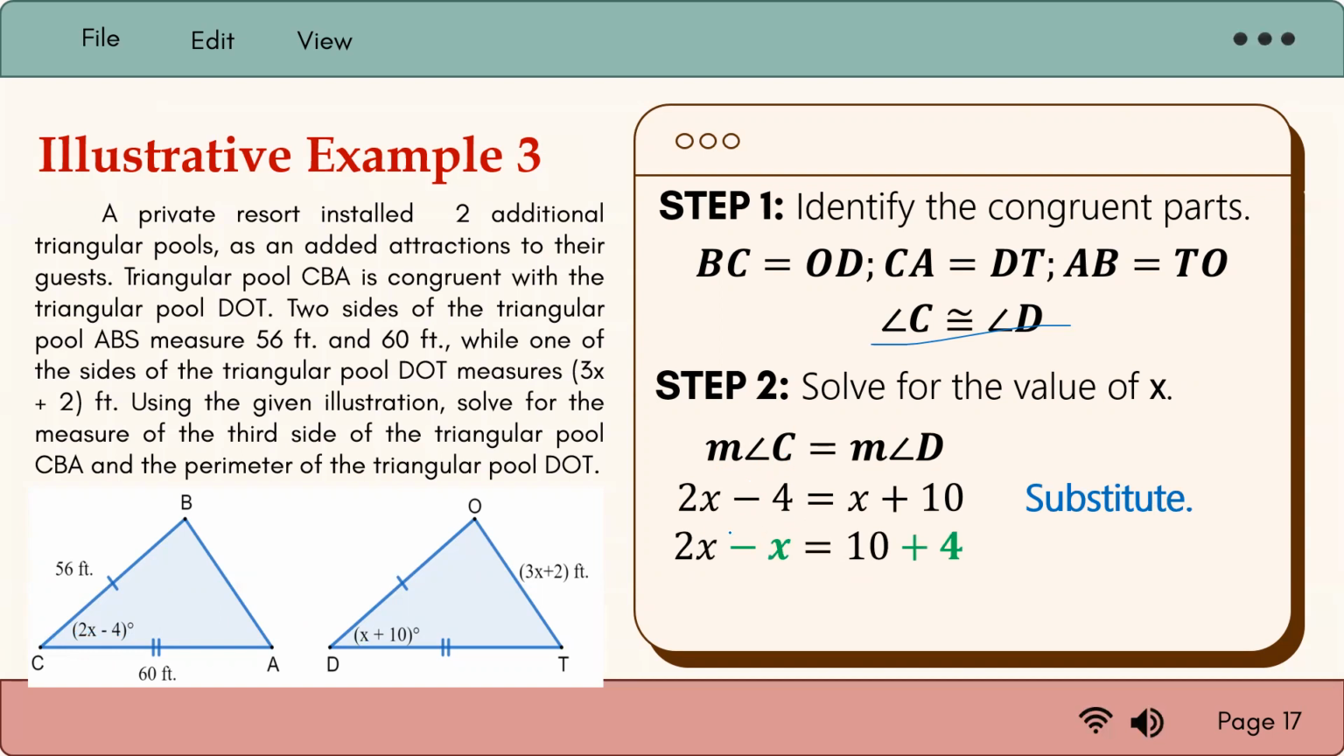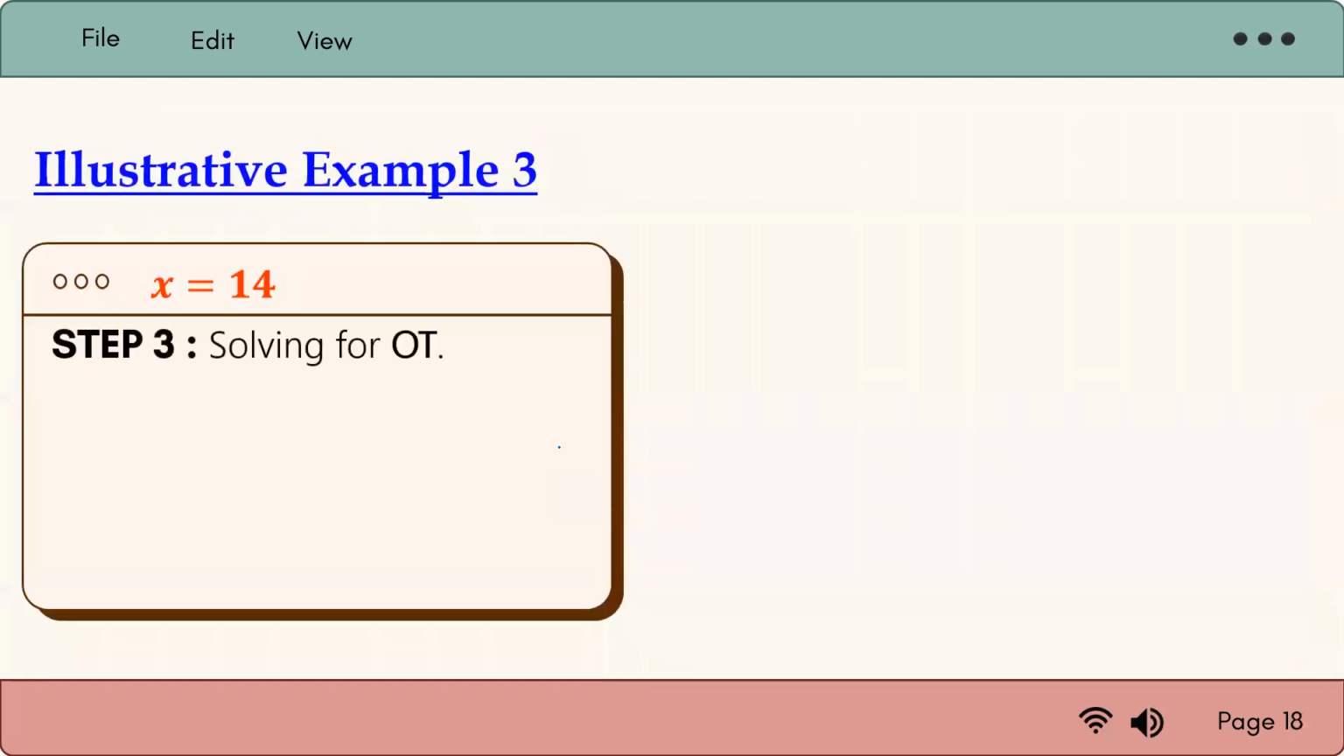If we put it on the other side, this is now minus x, and this one is positive 4. So 10 plus 4 is 14. So x is equal to 14. But that's not what the problem is asking for. We need to solve for the third side.